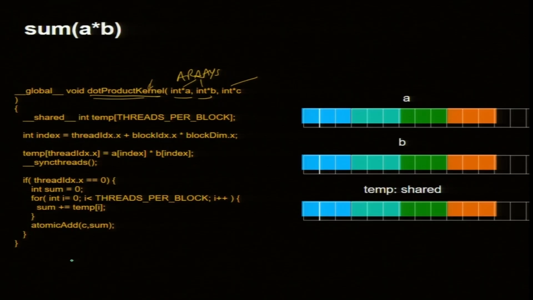So we create a shared array, a shared variable. The syntax is double underscore, 2 underscores. These are keywords, very special words.